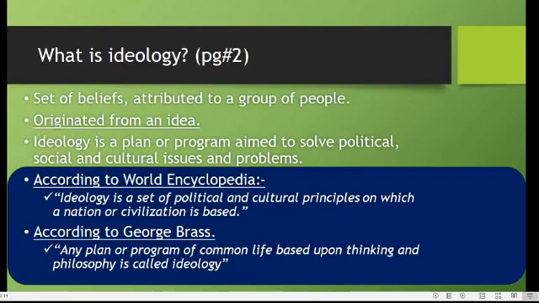Then comes George Brass. According to George Brass, ideology is any plan or program of common life. Common life means a way of living which is shared by a group of people. So a common life based upon thinking and philosophy is called ideology, and that thinking and philosophy can be a set of laws or principles. And in our case, in the case of Pakistan, it is obviously the religion Islam.